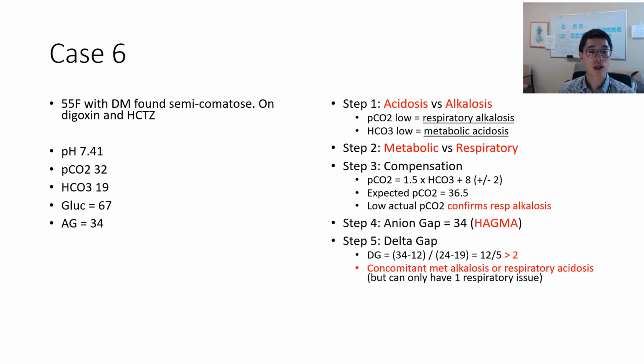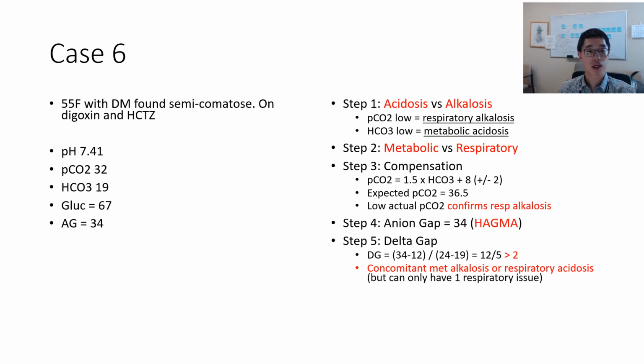So we have a concomitant metabolic alkalosis or a respiratory acidosis problem on top of the high anion gap metabolic acidosis. But remember, we can only have one respiratory issue at a time. So here we have a high anion gap metabolic acidosis. We've confirmed that we have a respiratory alkalosis already, and hence we cannot have a respiratory acidosis at the same time as a respiratory alkalosis.